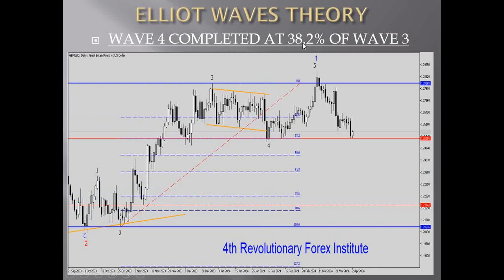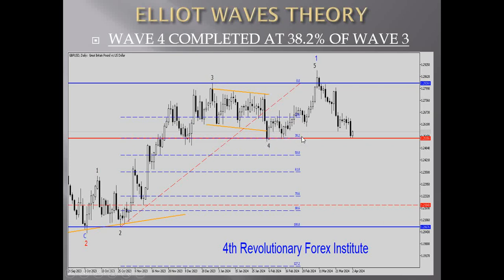In this case, wave 4 was completed at 38.2% of the distance of wave 3. So how do we find the level of wave 4 using the Fibonacci retracement levels? We put our 0 at the end of wave 3, and then we put our hundreds at the start of wave 3, or at the end of wave 2, because when wave 2 ends, our wave 3 begins. So you put hundreds at the start of wave 3, and then you put 0 at the end of wave 3, and then you find the level for wave 4.